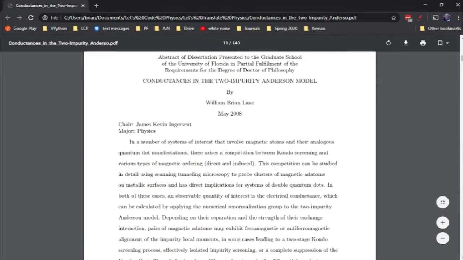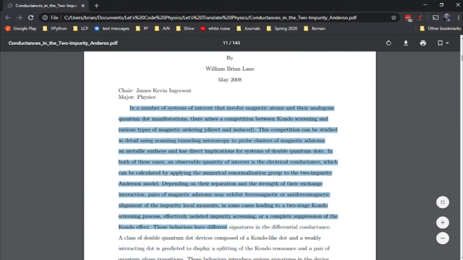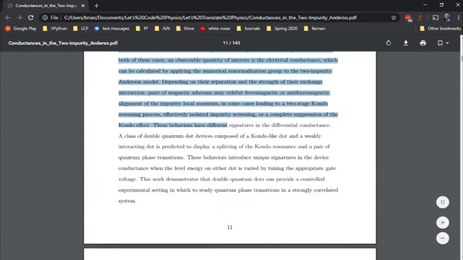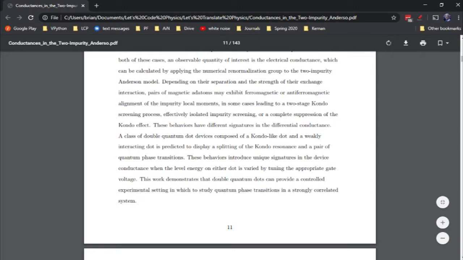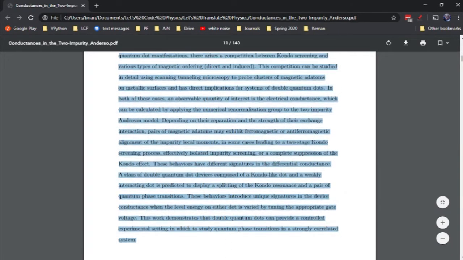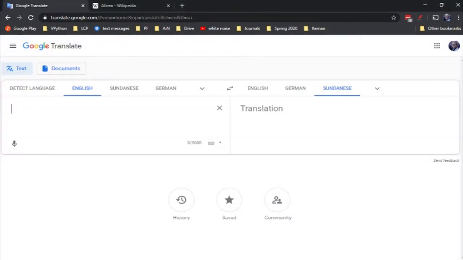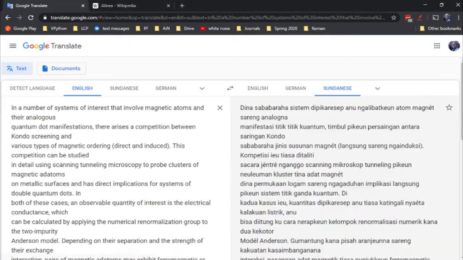Chair James Kevin Ingerson, Major Physics. Let's start, shall we, with the abstract. I have not read this document, really, since submitting it. I think I've pulled it out and paged through it in class a couple times. Every time I read it, I find typos. Well, it's going to get even worse now when we start putting it through Google Translate.